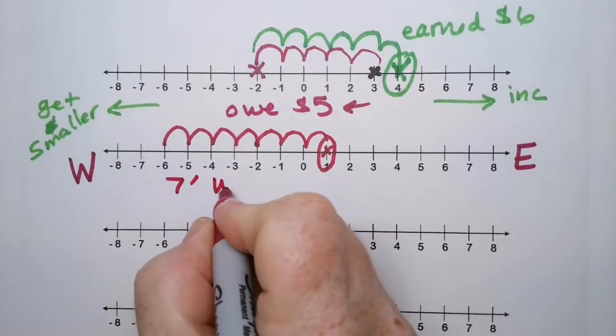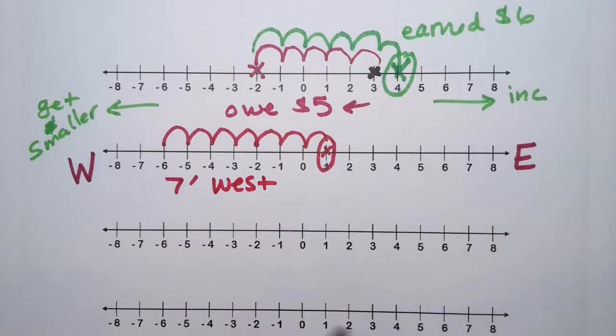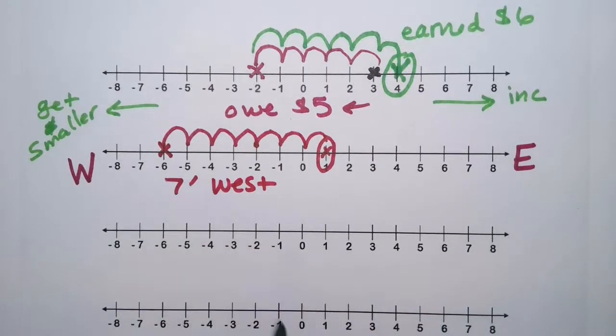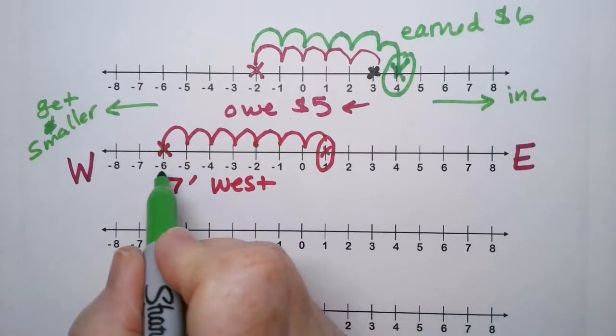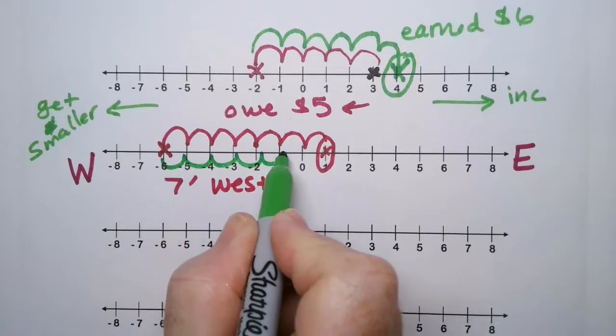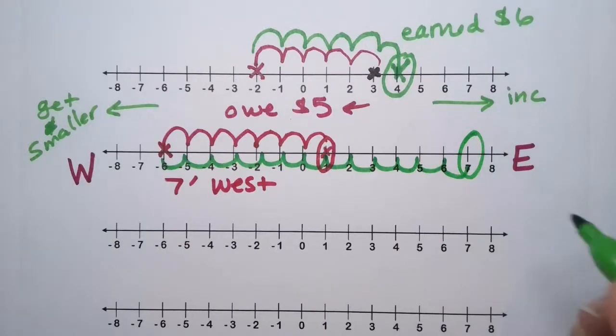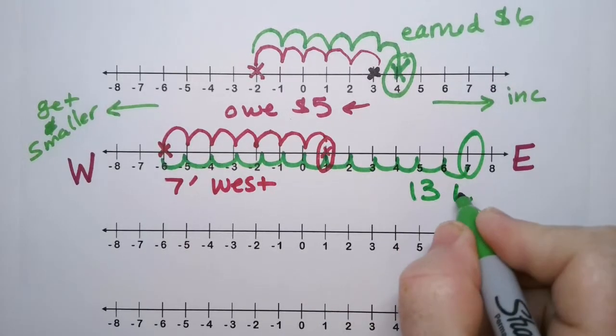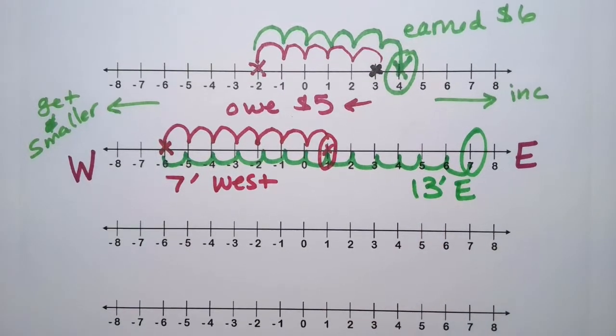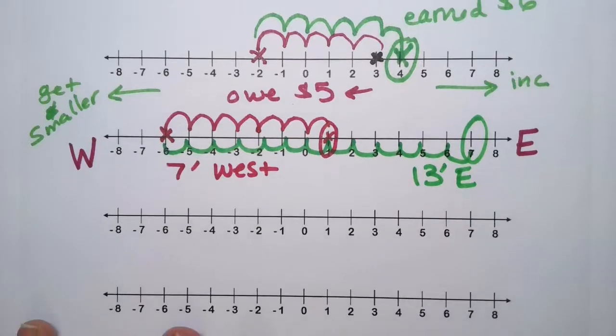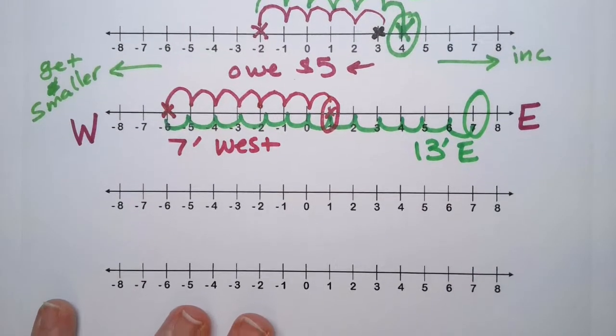7 feet west is the first thing we did, and we wound up there. Now we're going to go 13 feet east. Did you find it already? Okay, here we go. 1, 2, 3, 4, 5, 6, 7, 8, 9, 10, 11, 12, 13. Did you wind up on the 7? Yay. Good. Okay, so we use positive and negative numbers, the idea of them, when we do geography.